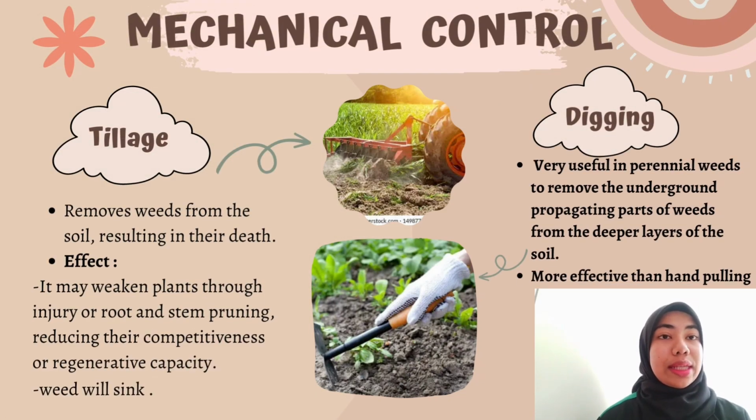Now we go to the second method of weed control, which is mechanical control. The first activity that we do in mechanical control is tillage. Tillage is the activity of removing weeds from the soil, resulting in their death. The effect of tillage is it may weaken plants through injury or root and stem pruning, reducing their competitiveness or regenerative capacity. It also affects the weed by causing wilting.